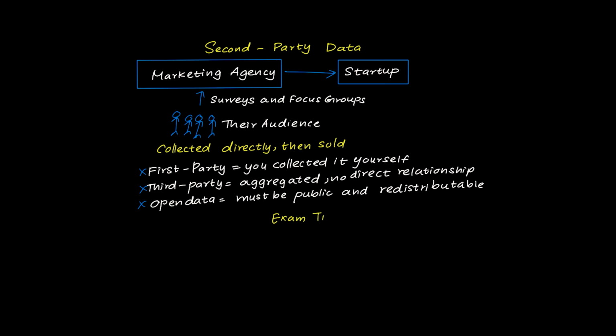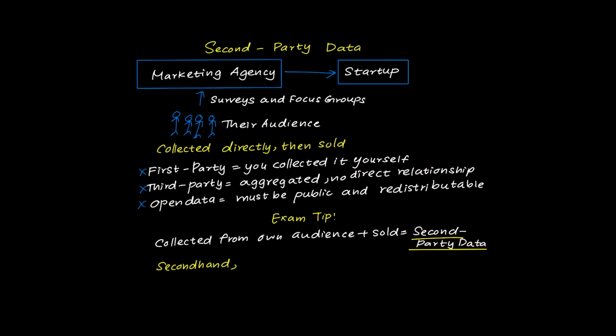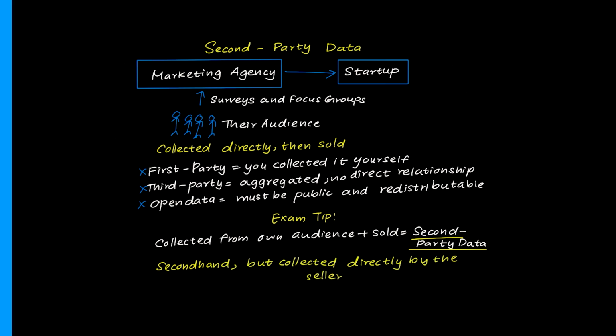Here's a WGU D467 exam tip for you. When data was collected directly from an audience by one organisation and then sold to another, that's second-party data. Quick recall hook. Second-party = second-hand, but collected directly by the seller.